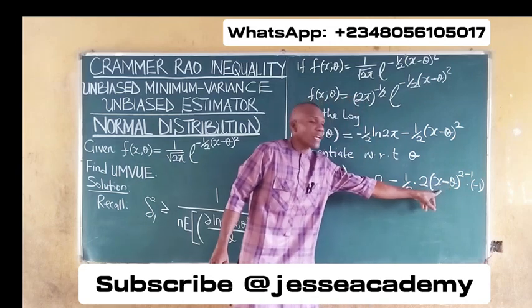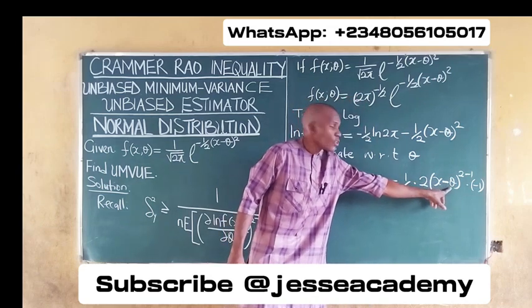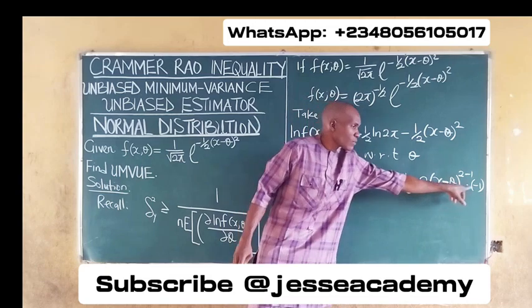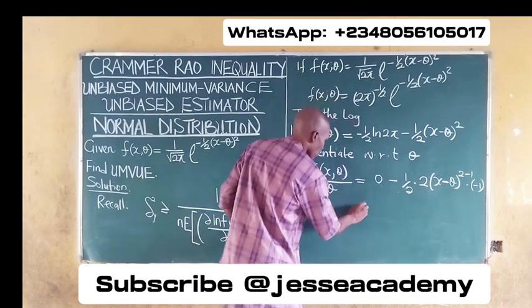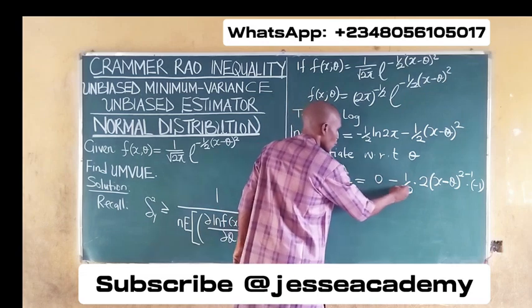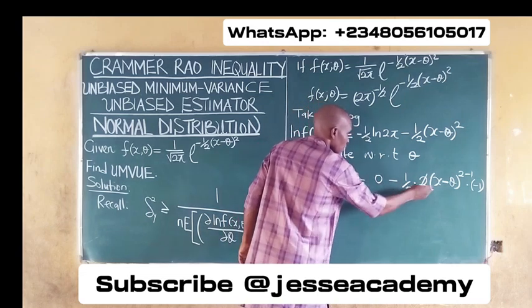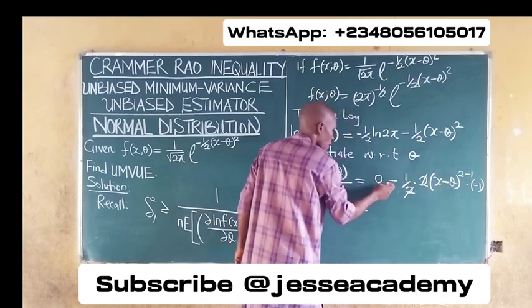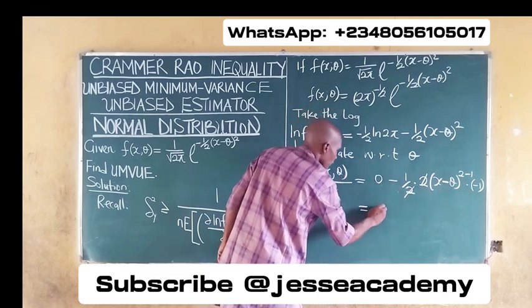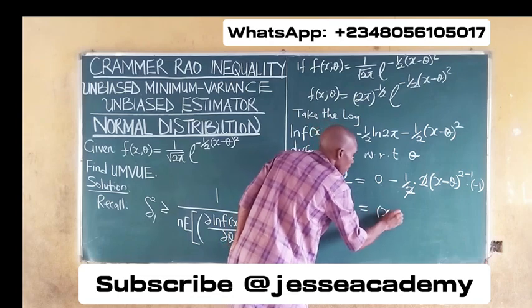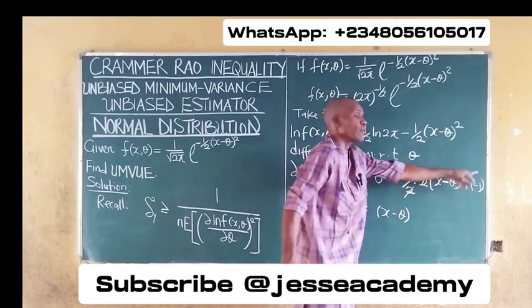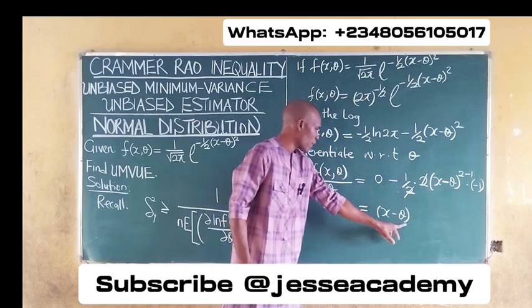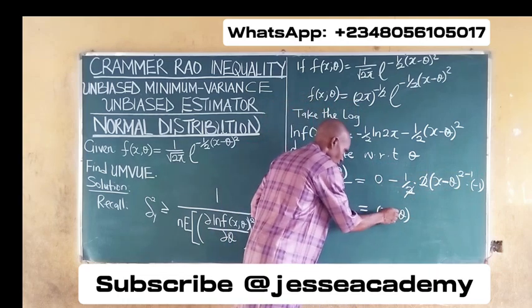So we differentiate inside with respect to theta. If we differentiate this, we get 1. That means negative 1, which is this. So we have to rewrite this. This will now be equal to, this will cancel this. We will now be left with negative 1 multiplied by negative sign. We'll have just x minus theta. 2 minus 1 is 1. So we'll have x minus theta.